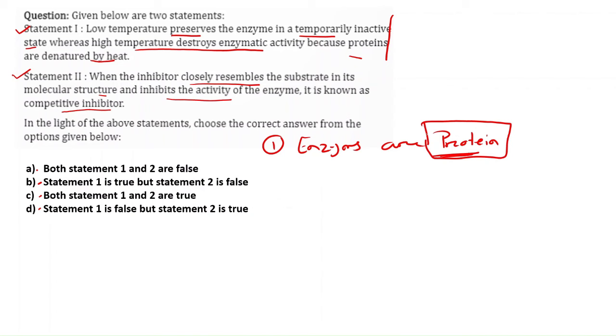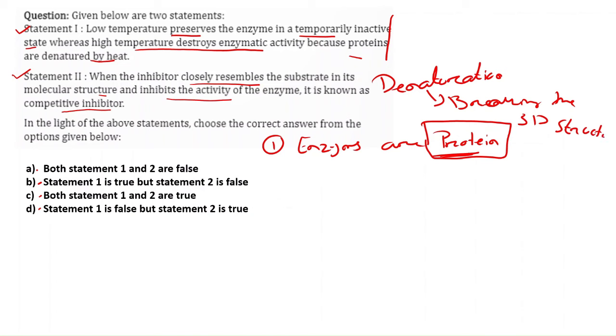Like your egg. If you boil the egg, what happens? The egg white becomes very hard, which means you are denaturing a protein. Denaturation means you are breaking the structure, breaking the three-dimensional structure.